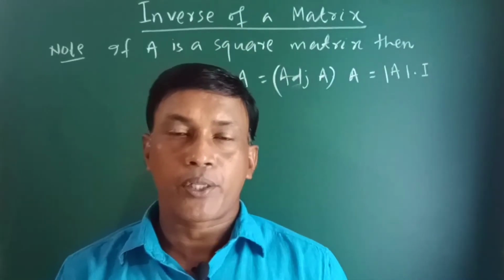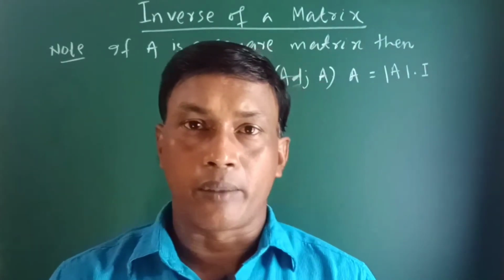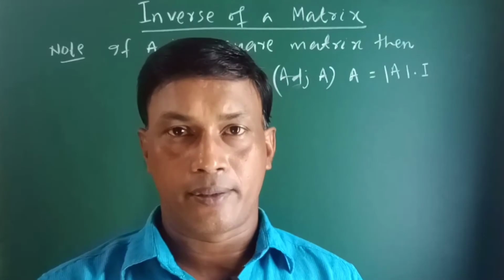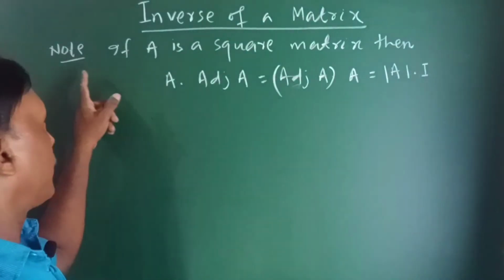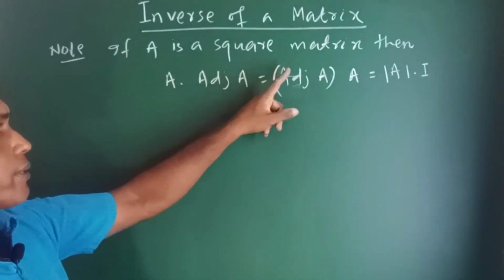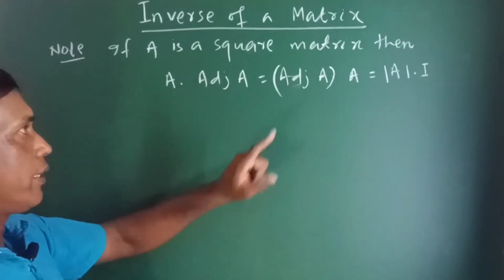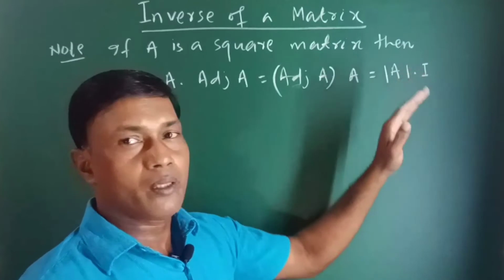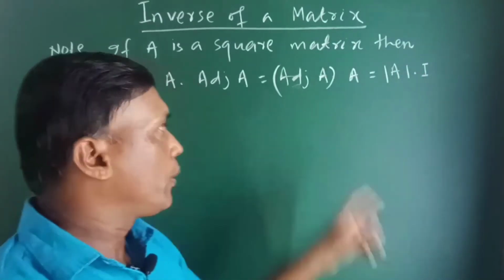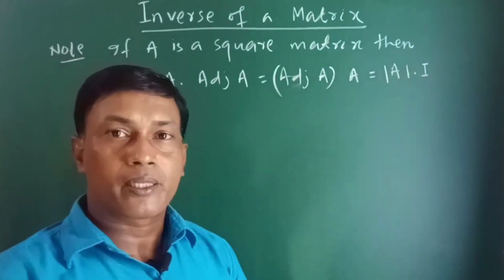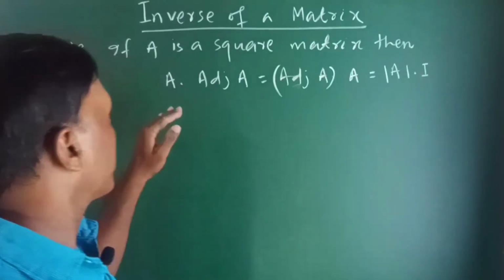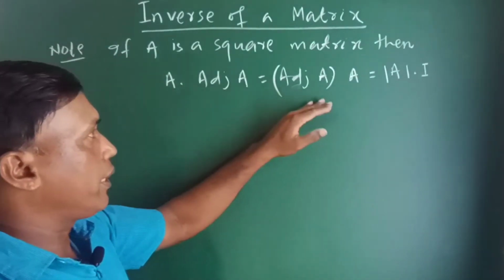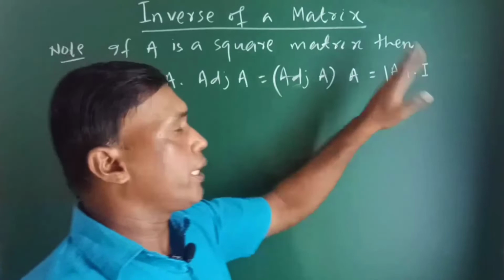Now, the inverse of a square matrix using the determinant with the help of the adjoint. Note, if A is a square matrix, then A into adjoint A is equal to adjoint A into A is equal to determinant A into the unity matrix, where A and I have the same order. So A into adjoint A is equal to adjoint A into A is equal to determinant A into I.